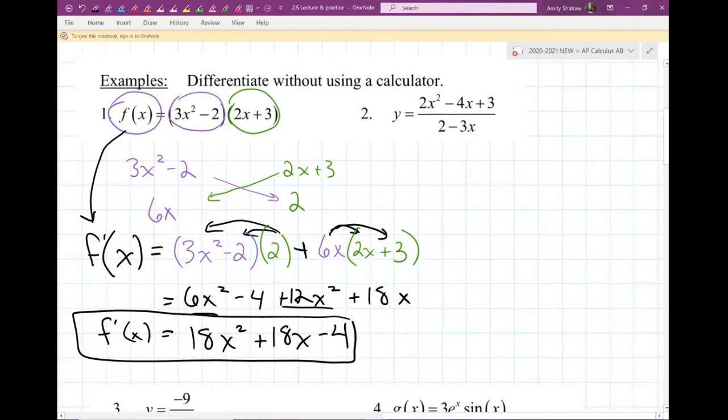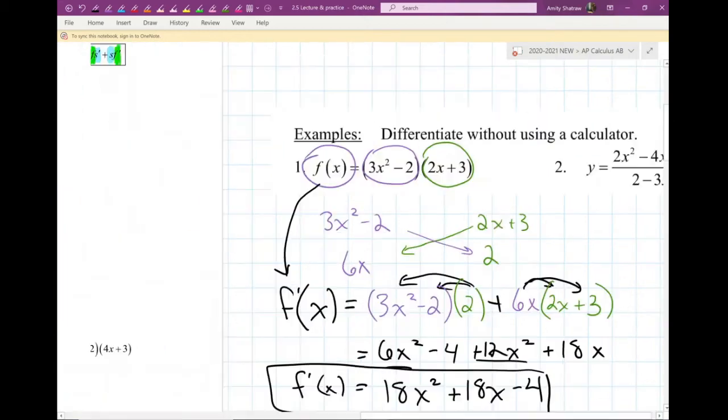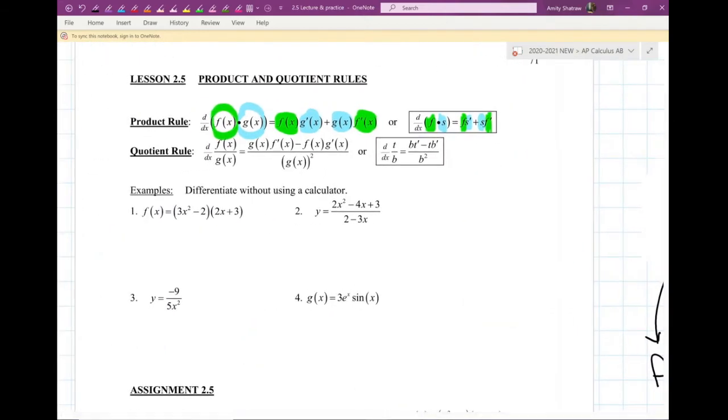For part 2, I'm looking at it and I'm saying, well, that doesn't look like a multiplication problem to me. That, to me, looks like a division problem. Now, in class, I'll show you that we can actually do it as a multiplication problem. We can use the product rule, but we're not going to do that in this video. We're just going to use this version of the quotient rule.